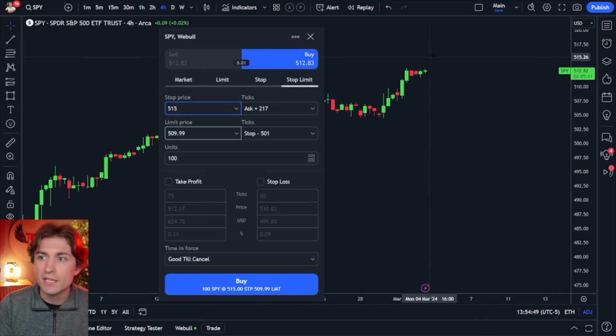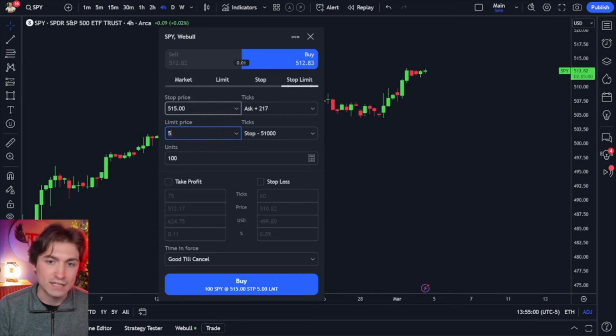And that's going to place a buy stop order. So if price goes up, it's going to market orders into that position. But let's say we also want to limit the price that we pay. And so we need to be within the realm of like 5, 15, 50, right? So stop plus 50, et cetera, et cetera.